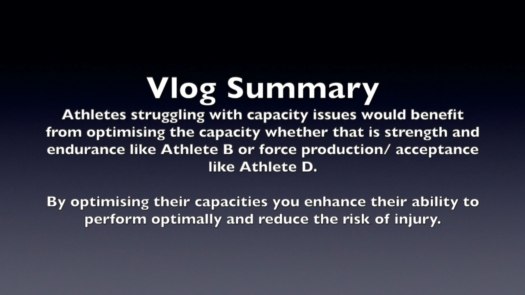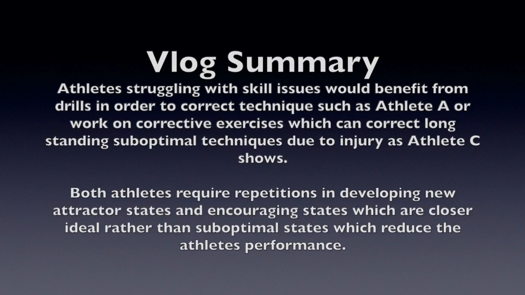Whilst Athlete D shows an inability to sufficiently accept and produce force through his previously injured right limb, and so utilises a strategy to reduce torque at the knee. Both athletes need to improve their capacities in order to optimise their performance in sprinting and change of direction. Athlete A highlights poor running mechanics and requires corrective drills in order to improve his performance, whilst Athlete C needs to work on developing positive attractor states in order to prevent attractor states which are suboptimal.